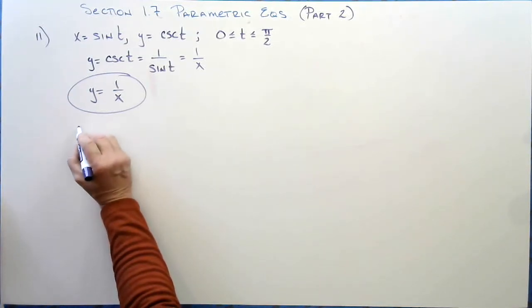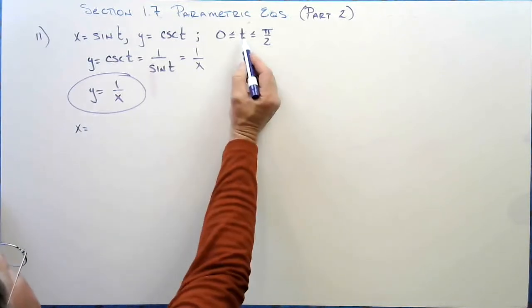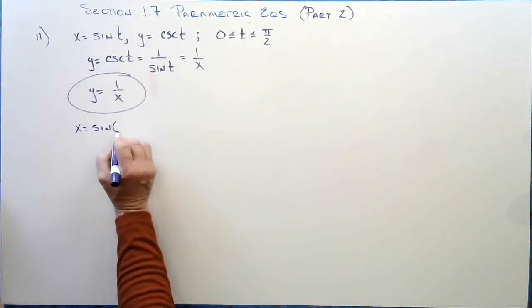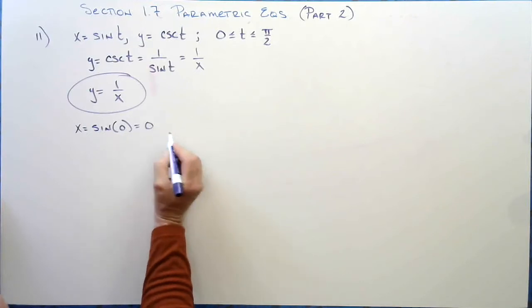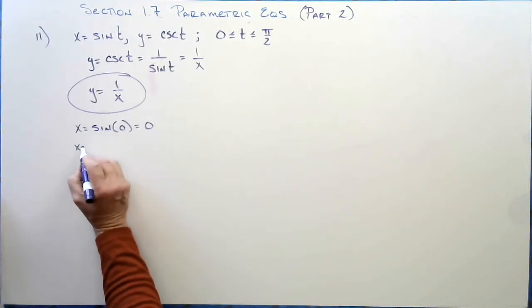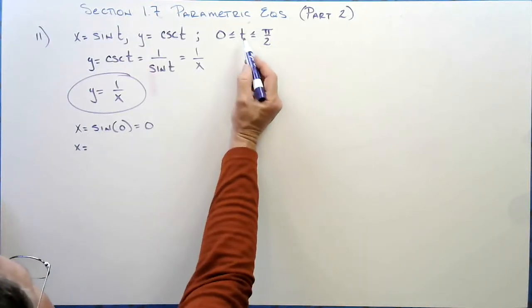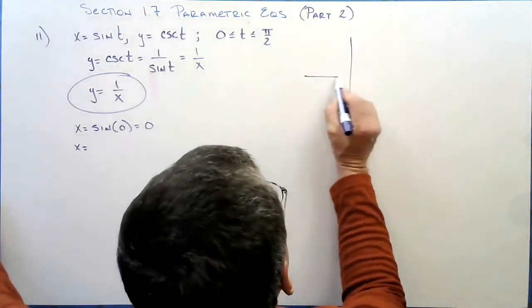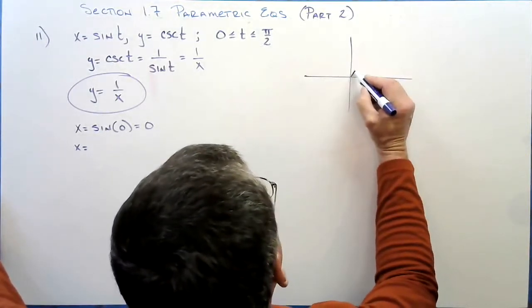So if we think to ourselves, what about x? Well, now remember, t is bounded below by 0, so that x would be sine of 0. That would give us 0. x would also be sine of pi over 2. What we're looking at here, we have the graph of sine from 0 to pi over 2.